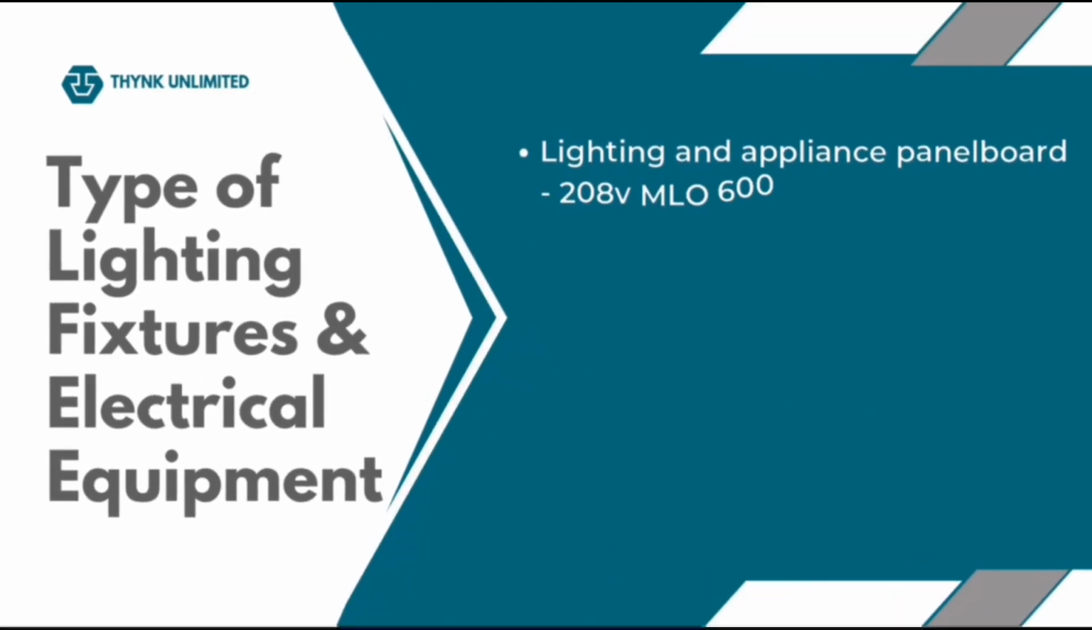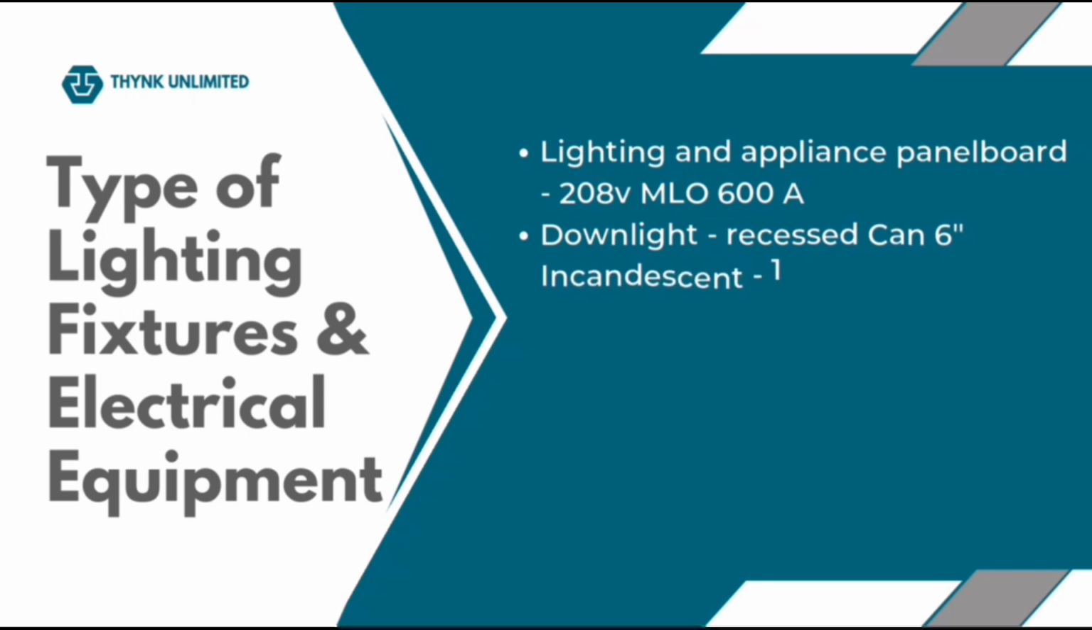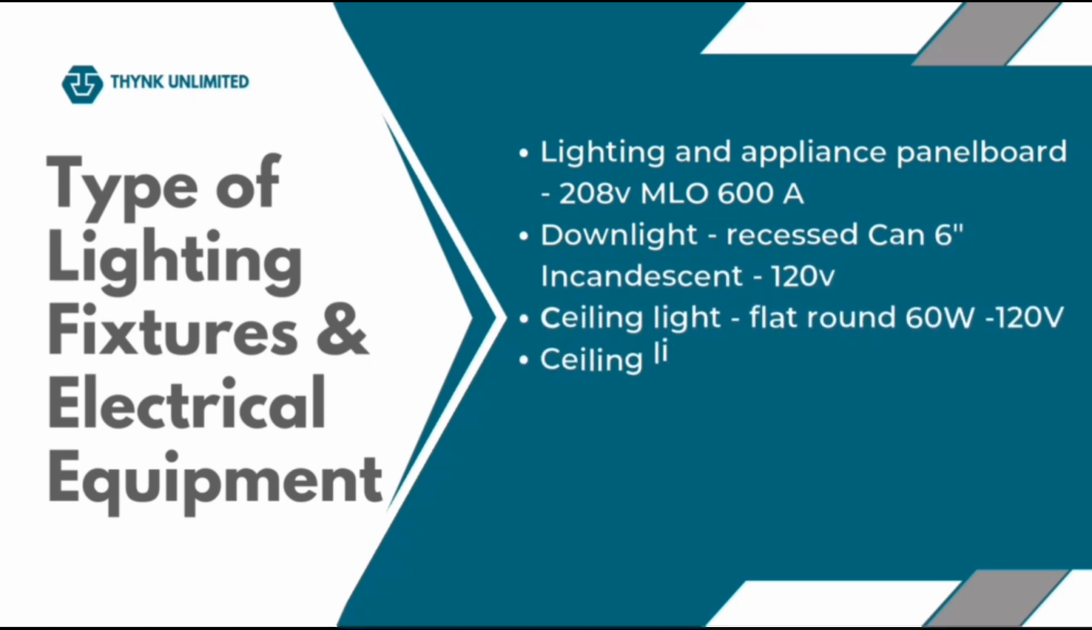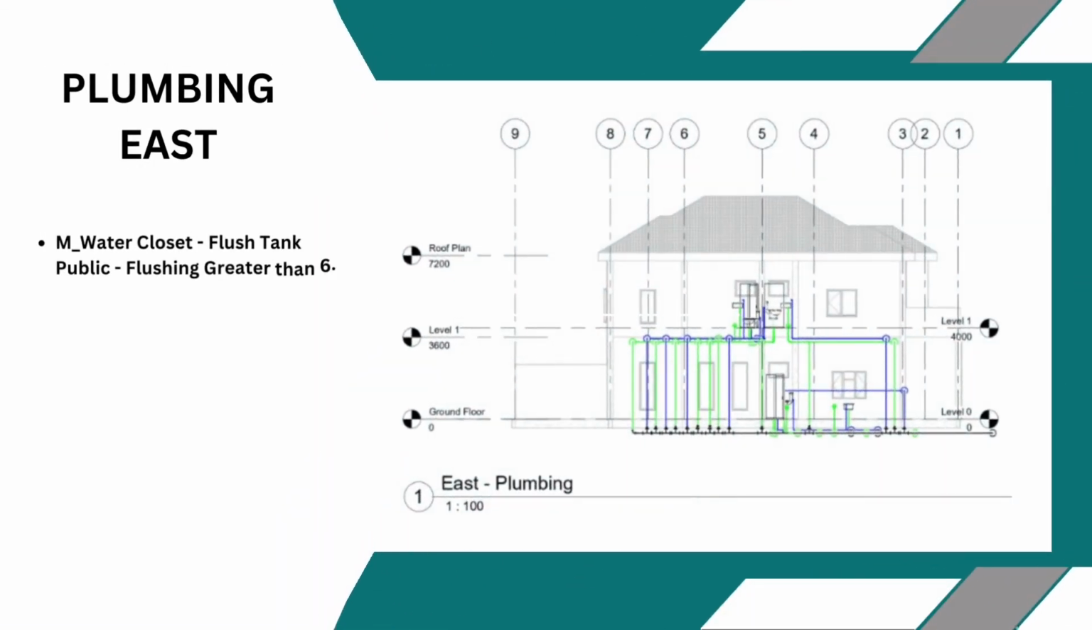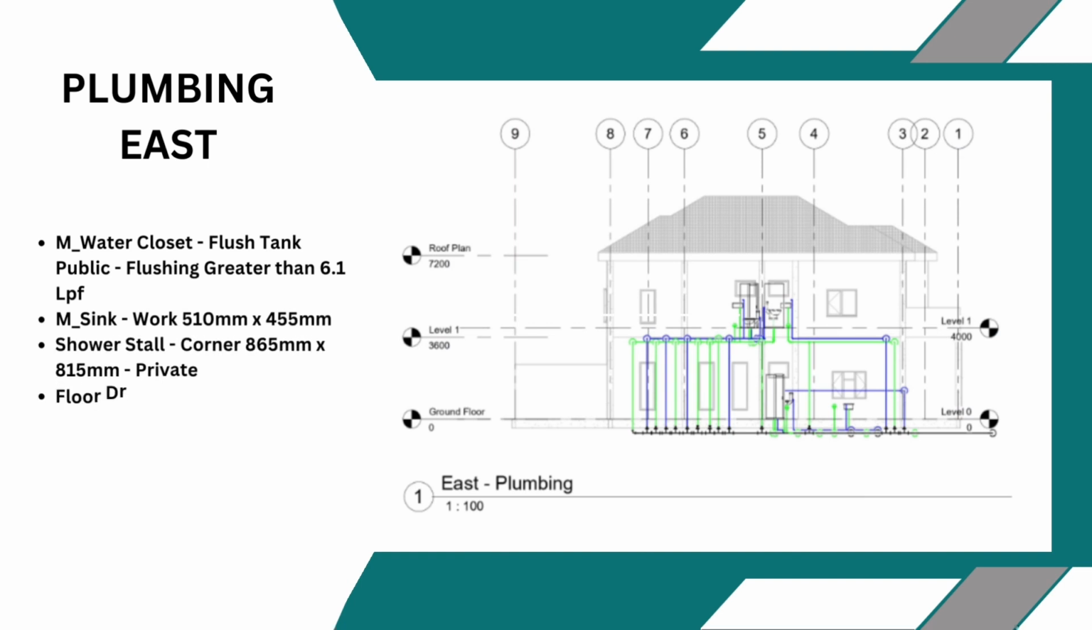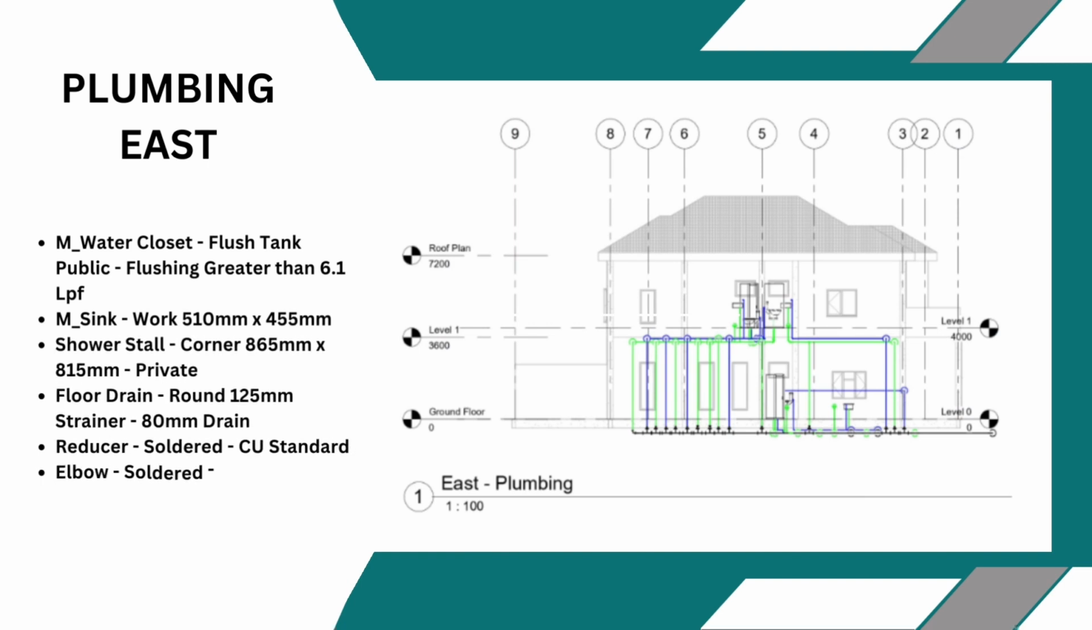This is the list of types of lighting fixture and electrical equipment. In this slide you can see lighting and appliance panel board 208 volt, downlight recessed can CNC incandescent, shielding light, lighting switch door, duplex receptacle GFCI, wire type THWN, and lastly pendant lighting fixture 1x4 120 volt. For the plumbing system, this consists of water closet, sink, shower stall, floor drain, strainer, and the type of pipe used is PVC.